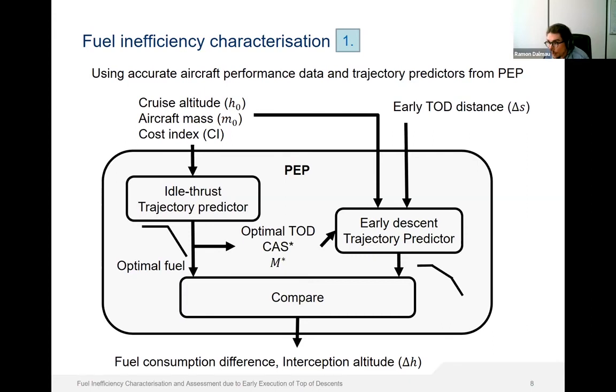Finally, we were able to compare each one of these early descents with the corresponding idle thrust trajectory plan and compute the fuel consumption difference, and also how many feet we need to descend in order to intercept the trajectory plan, starting from the cruise altitude. Because this is the only thing that we can observe from ADSB. We cannot observe the early top of descent distance because we don't know the top of descent, but as we'll see later, we can observe the interception altitude.